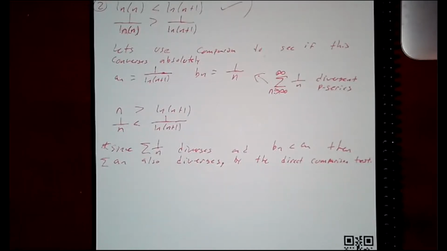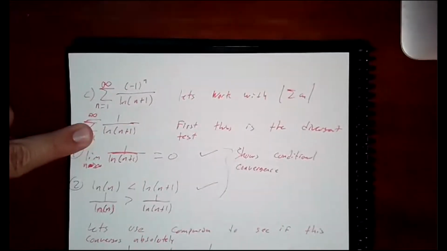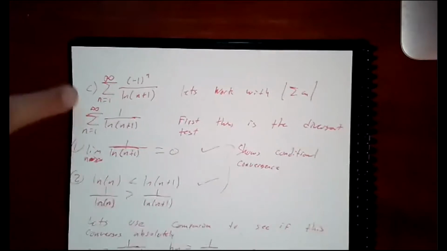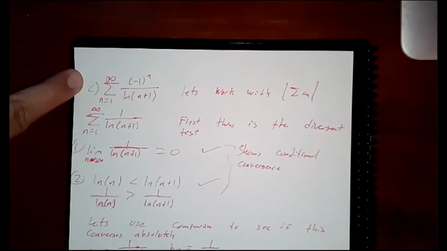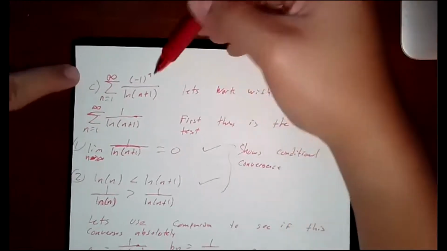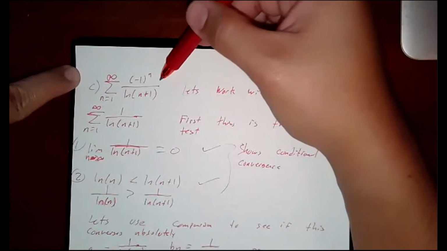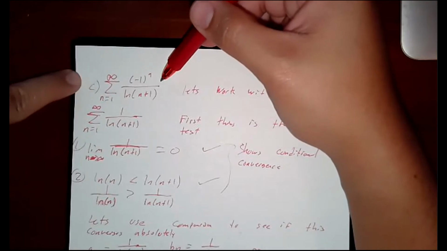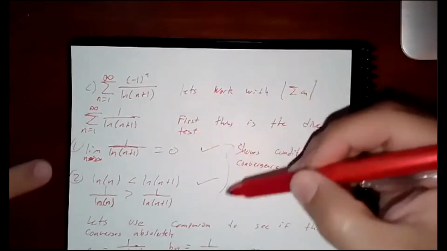But that doesn't tell us anything, does it? Because this is the absolute value. We're looking at this guy, right? So since this diverged, we know nothing about this guy. All we know is that it is not absolutely convergent. That does not imply divergent. What it does tell us, though, is to look at the conditions.